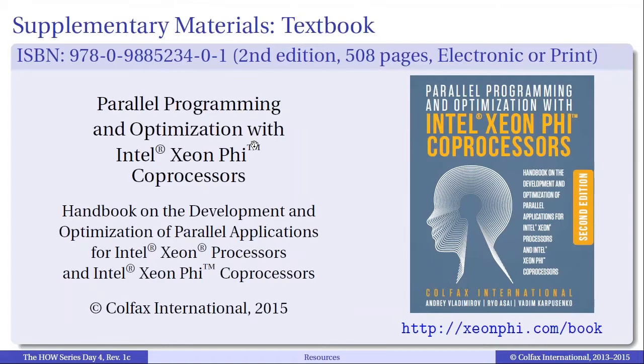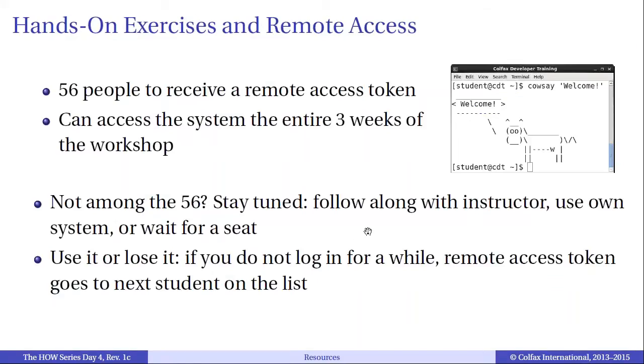The original source of all materials for this course is our book, Parallel Programming and Optimization with Intel Xeon Phi Coprocessors, the second edition. All the topics that we discuss in the course are also in the book, and the book actually has a bit more information. Also, this is the source for all the practical exercises that we are running.